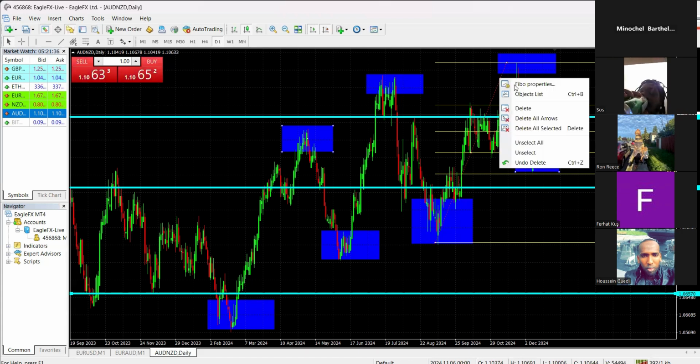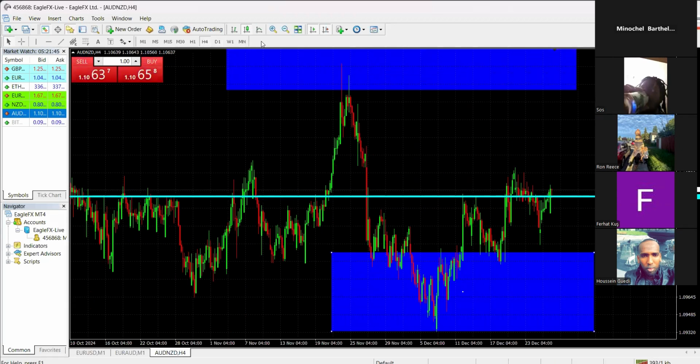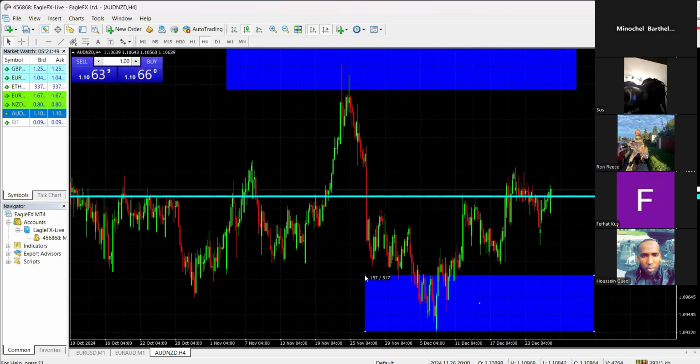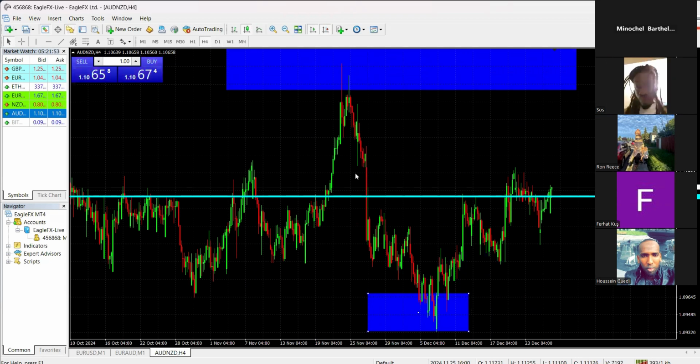But I did not call this a swing trade on AUD NZD. It was actually a day trade. I'm going to show you guys why it was a day trade, right? So now I'm going to scroll down to the 4 hour time frame. I'm going to make this small, and I'm sure you guys can see why it was a day trade and why we're currently in profit, right?